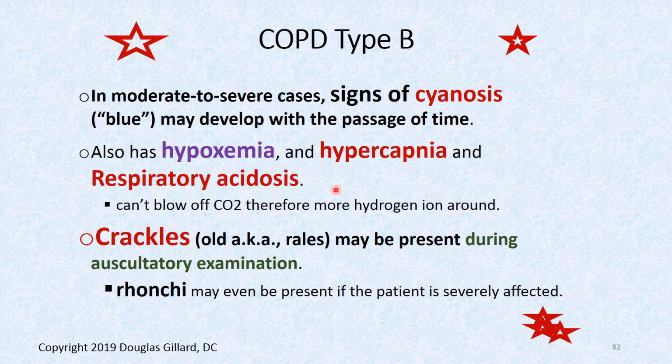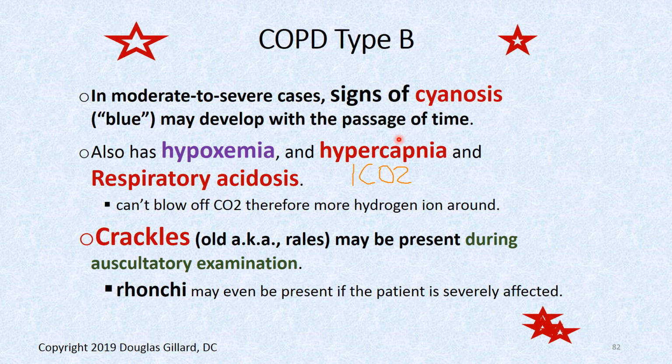But yeah. So back to type D. So moderate severe cases, these are the blue bloaters, right? So there are signs of cyanosis in these patients. If you do some respiratory gases, they have hypercapnia. Capnia, what's that mean? CO2, right?